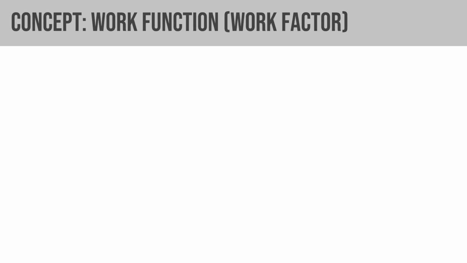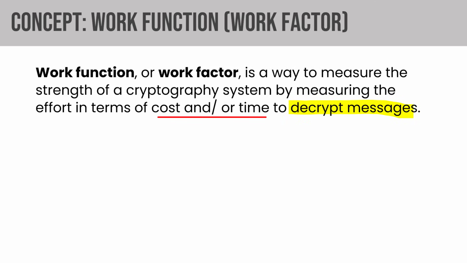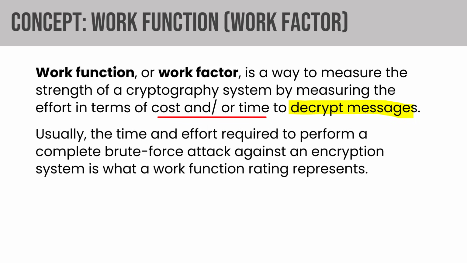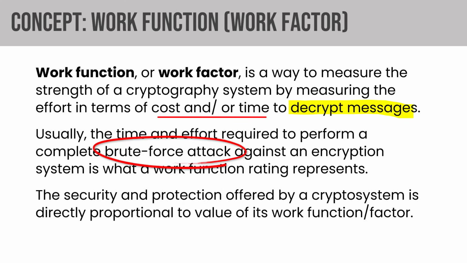Another concept, work function, sometimes called work factor. So this is a way to measure the strength of a cryptography system by measuring the effort in terms of cost and or time to decrypt the message. So that the cost or time to decrypt the message speaks to the value of the function. So usually the time and effort required to perform a complete brute force attack against an encryption system is what a work function rating represents. So the security and protection offered by the system is directly proportional to the value of the work function or factor.